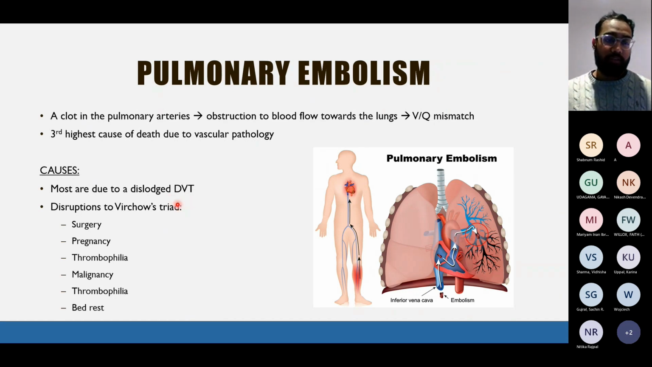And then other risk factors and causes: anything which screws with Virchow's triad. So surgery, because you've got that immobility, pregnancy, because it's a hypercoagulable state with reduced movement, thrombophilias, malignancy. I've put thrombophilias on there twice, sorry, and bed rest because of that immobility. So any disruption to Virchow's triad is going to predispose someone to a pulmonary embolism.